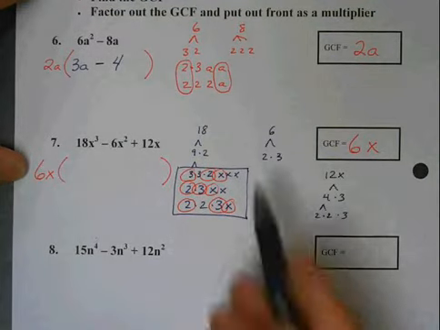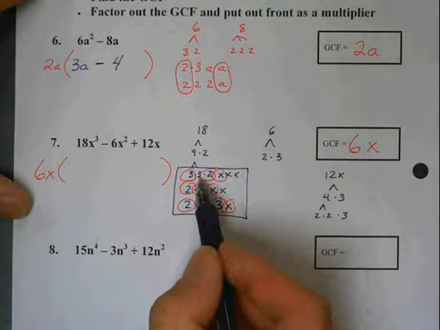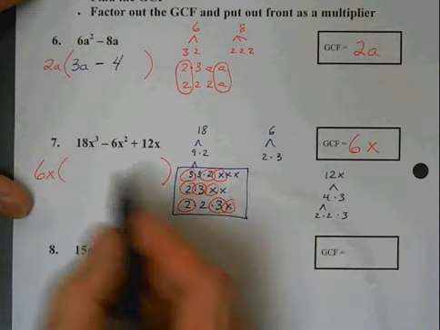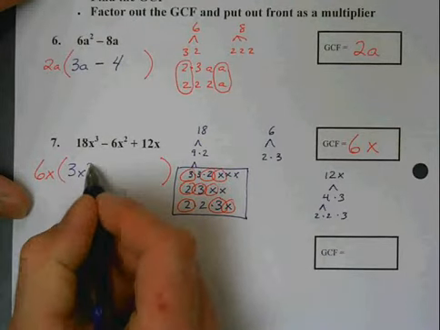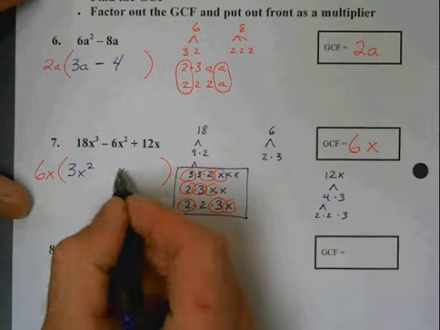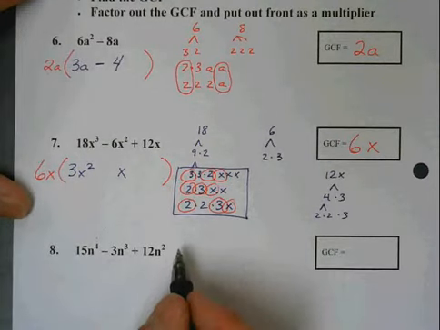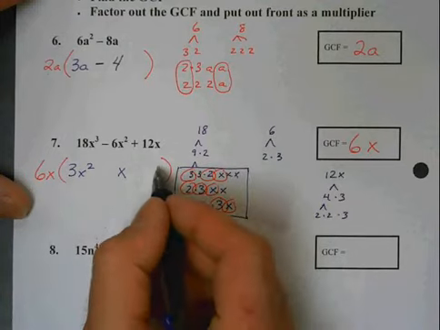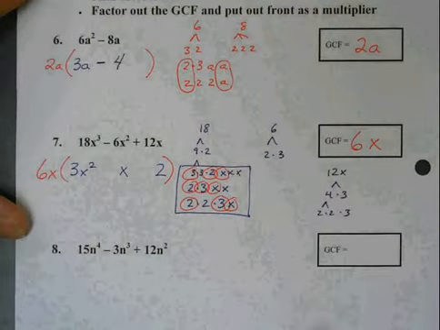I look at my first one, which was 18, and what didn't I circle? A 3 and an x and an x. So that's 3x squared. I look at my second one, and what didn't I circle? Just 1x. And I look at my third one, what didn't I circle? Just a 2. Now I need to put in the right signs.